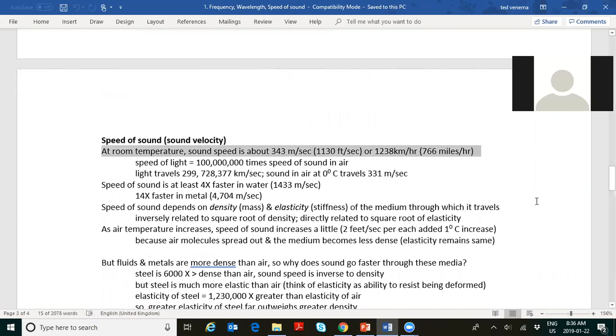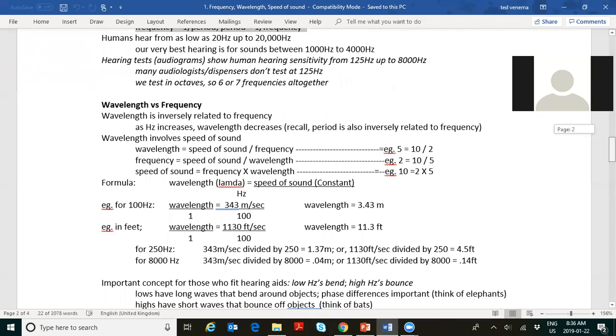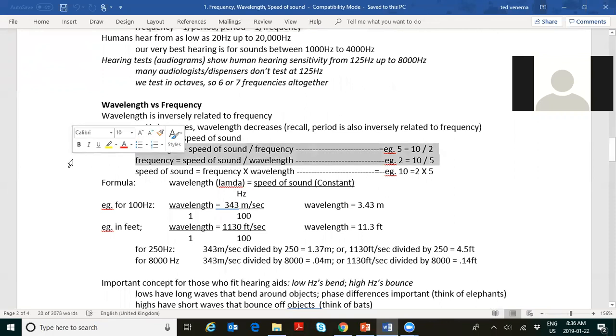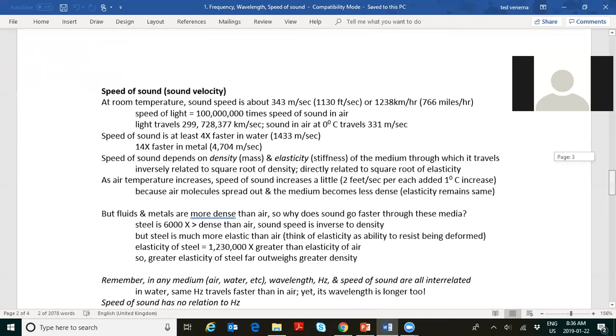So you've got three things to memorize here. Up here, period and frequency, right there. And the next thing is wavelength and frequency, and it's these two right here. When you're doing these types of problems, you need to know whether this is in metric or this is in feet. Okay, so there you have it.